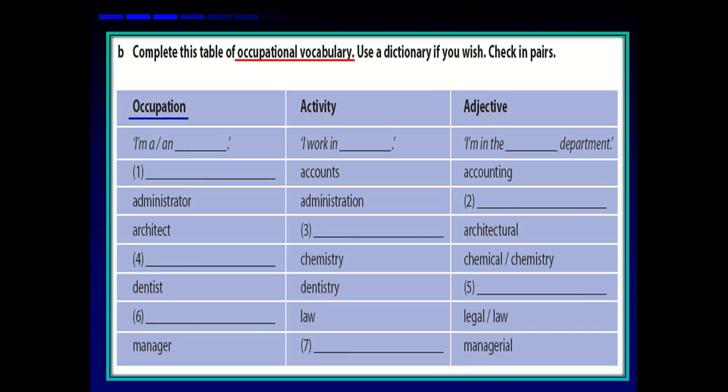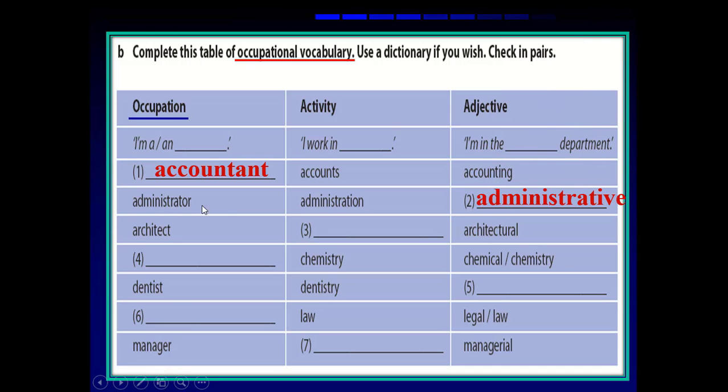Complete this table of occupational vocabulary. Use a dictionary if you wish. Check in pairs. This is very important. This is a very important table. Okay. The occupation means the job, the activity, and the adjective that can describe this job or activity. For example, you can say that I am an accountant, so I work in accounts, and I am in the accounting department. For the administrator, the activity is administration and the adjective is administrative.